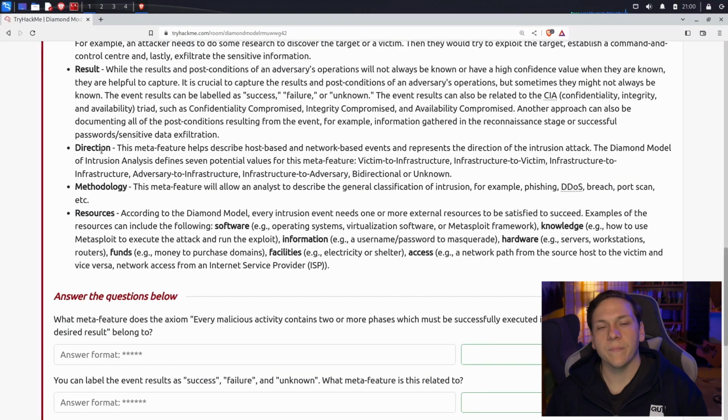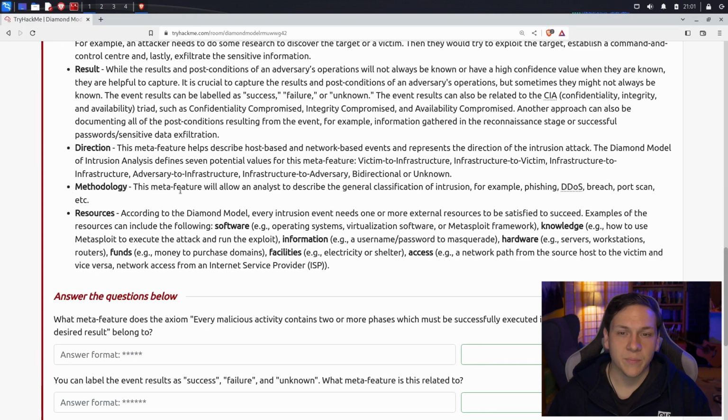passwords/sensitive data exfiltration. Direction. This meta feature helps describe host-based and network-based events and represents the direction of the intrusion attack. The Diamond Model of Intrusion Analysis defines 7 potential values for this meta feature: victim to infrastructure, infrastructure to victim, infrastructure to infrastructure, adversary to infrastructure, infrastructure to adversary, bidirectional or unknown.